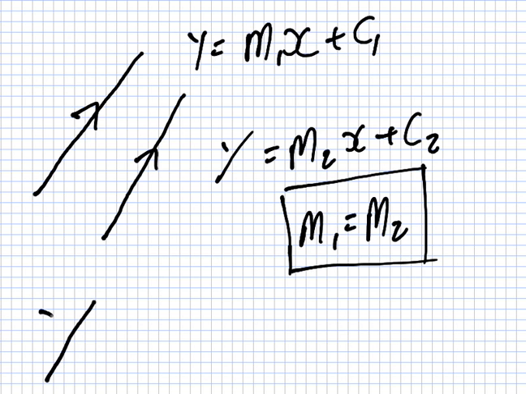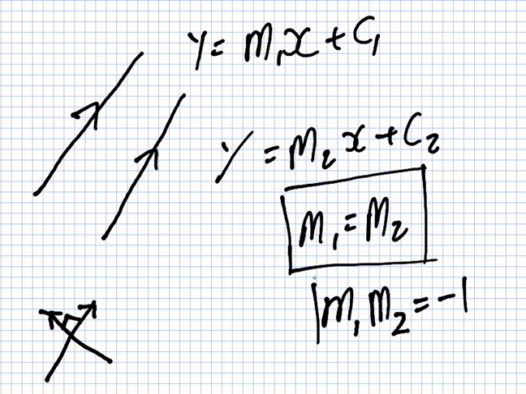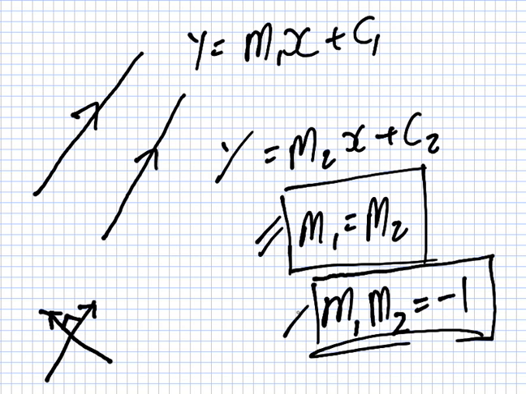Okay, and then if they are perpendicular, does anybody know the relationship between perpendicular lines? They meet, true, yeah. And m1 equals to 1 over, you forgot something, minus 1 over m2. In other words, m1 multiplied by m2 should equal minus 1 if they are perpendicular. So this one here is if they are parallel, and this is if they are perpendicular.